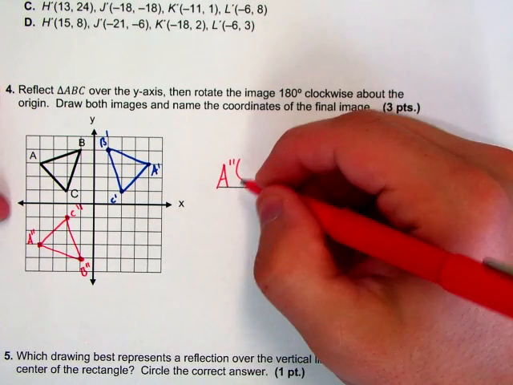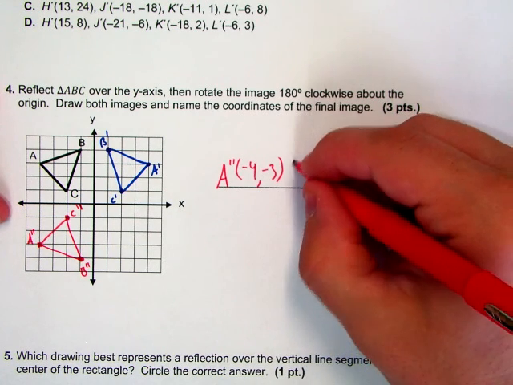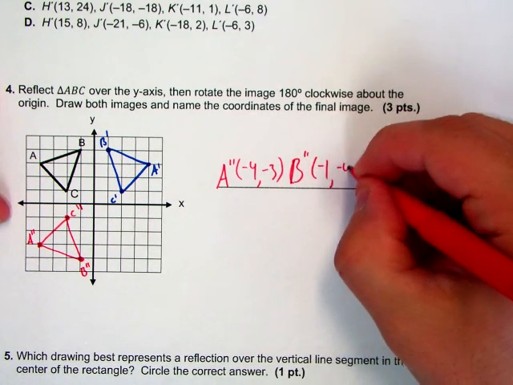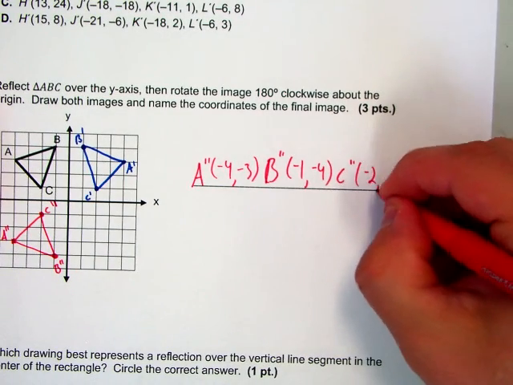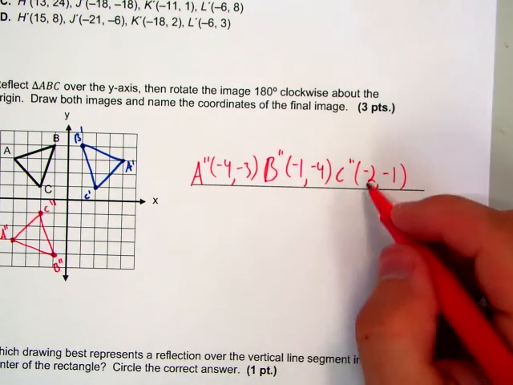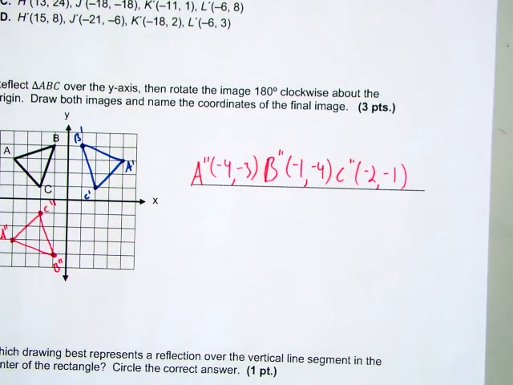with vertices of -4, -3 for A double prime. B double prime is at -1, -4. And C double prime is at -2, -1. Common mistake seen here is we mixed up either B double prime and C double prime, or we did not label correctly.